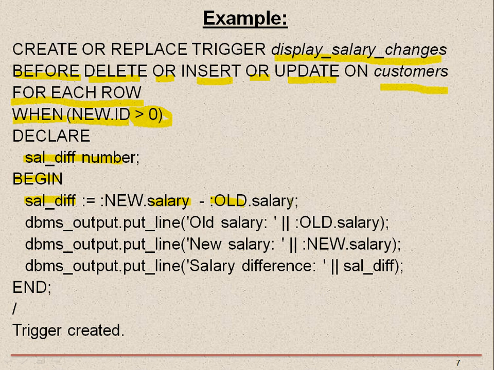For example, suppose an employee has a salary of 200 rupees, and I want to update its value to 400. That means this 200 value is the old salary and 400 is my new salary. Got it? Now I am finding the difference. So 400 minus 200, the difference is 200. I'm just printing here the old salary value, new salary value, and salary difference.